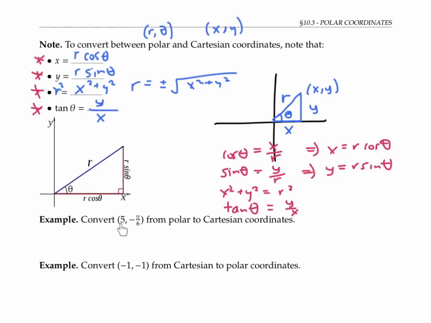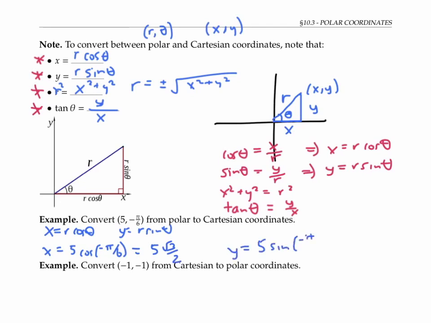To convert 5, negative pi over 6 from polar to Cartesian coordinates, we just use the fact that x equals r cosine theta and y equals r sine theta. So in this case, x is equal to 5 times cosine of negative pi over 6. That's 5 times square root of 3 over 2. And y is equal to 5 sine negative pi over 6. So that's equal to negative 5 halves.